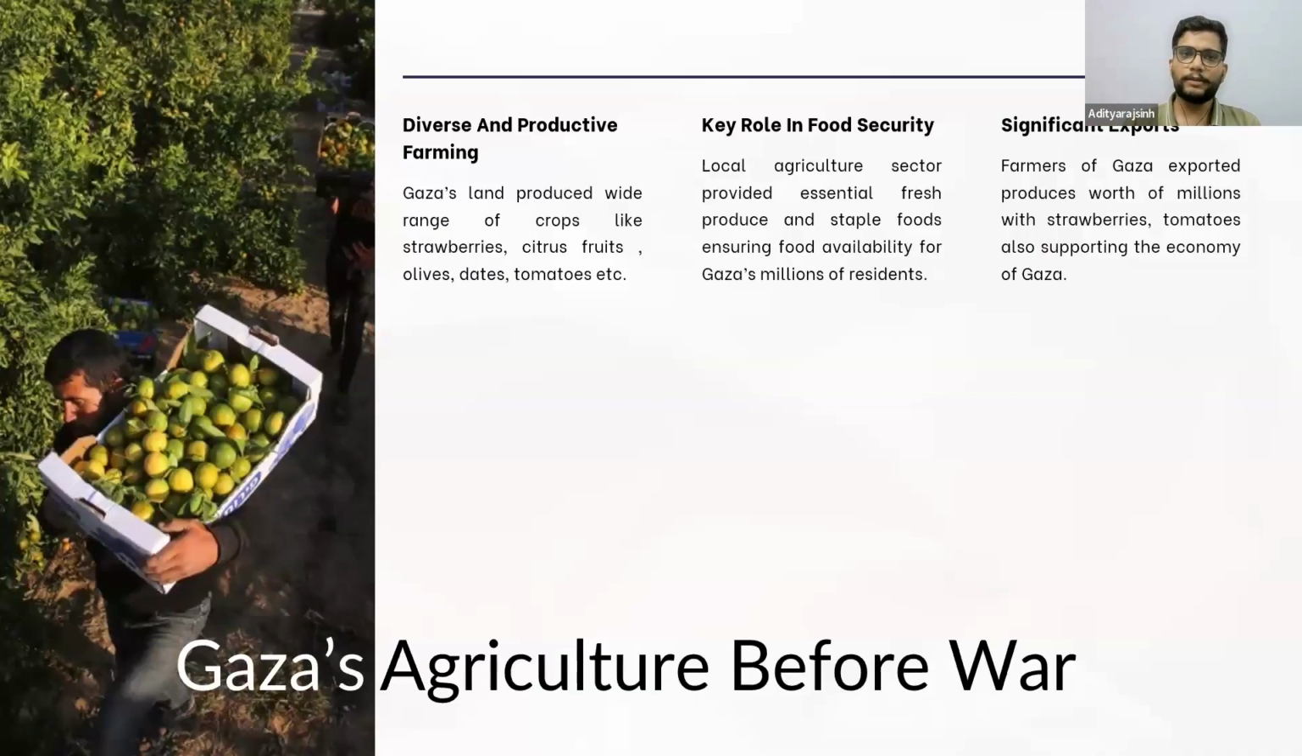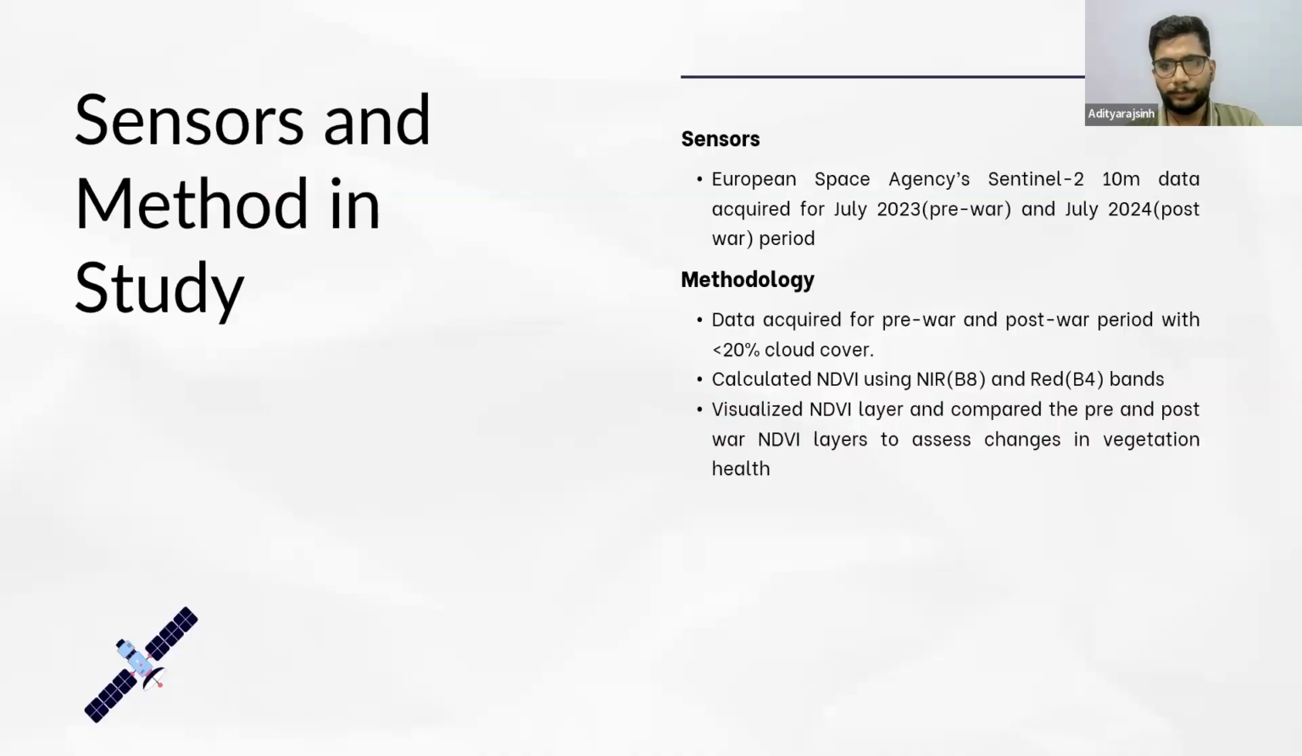And they had various crops like strawberries, citrus fruits, olives, dates, and tomatoes. And the agriculture was self-sufficient, and it was providing food security for the region. It also used to make a significant amount of exports and support the economy of Gaza and the people living there.